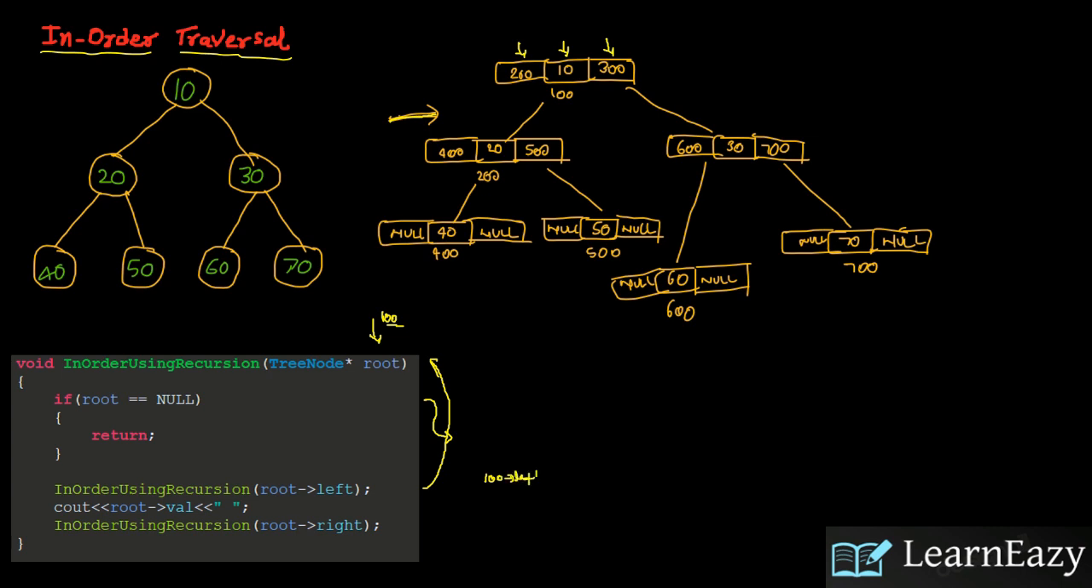100 left, 100 value, 100 right. We need to pass 100 left to this same function. 100 left is nothing but 200 left, 200 value, 200 right. These two function calls are not yet finished.